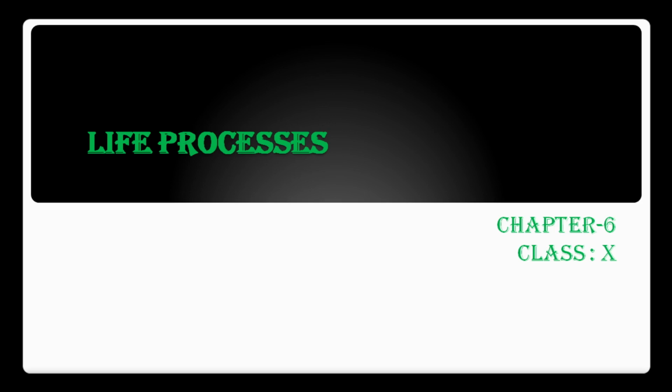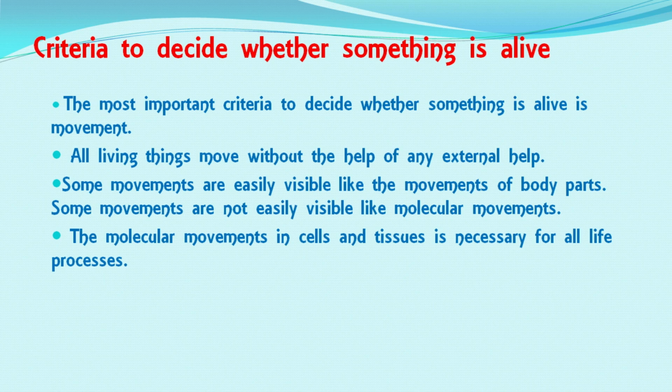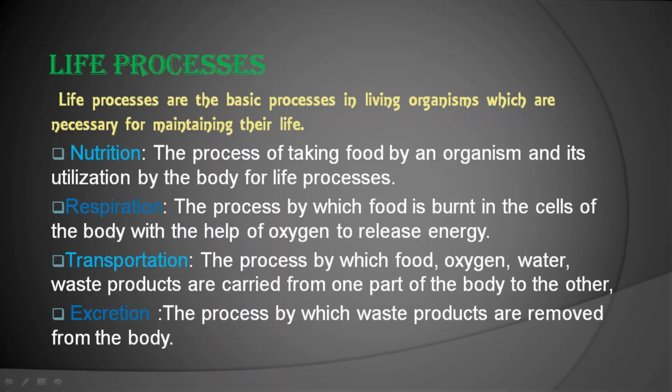The first chapter for class 10 in biology is life processes. The basic criterion to say whether an organism is alive is movement. And it is not that when organisms don't move, they are dead. There are also certain invisible molecular movements in cells and tissues which are needed for all life processes. Life processes are the basic processes in living organisms which are necessary for maintaining their life.